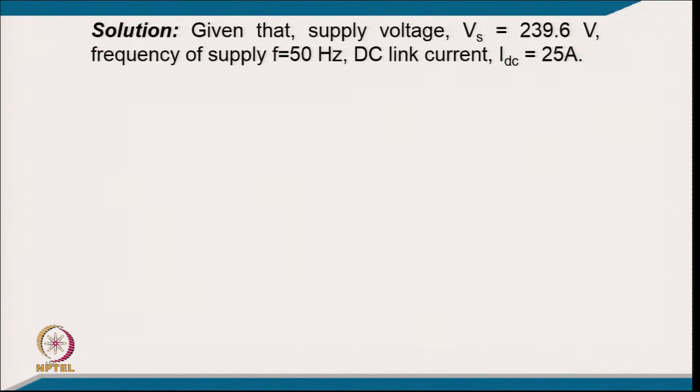So, coming to the numerical part of the solution, given that the supply voltage is Vs equal to 239.6 volt, the frequency of supply is 50 hertz, and the DC link current is 25 ampere.